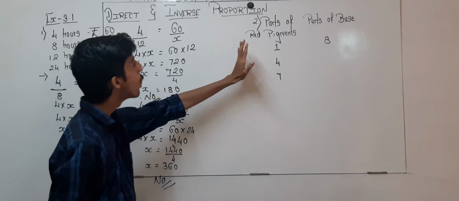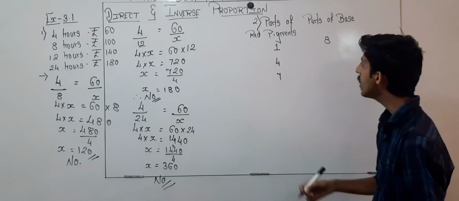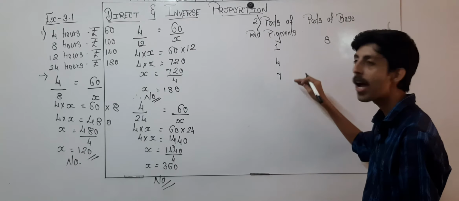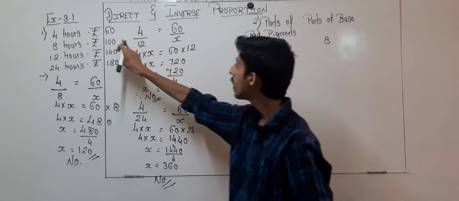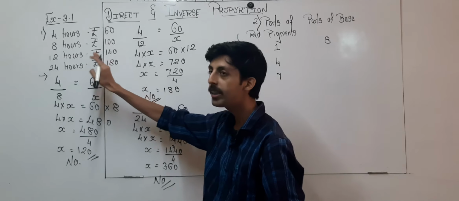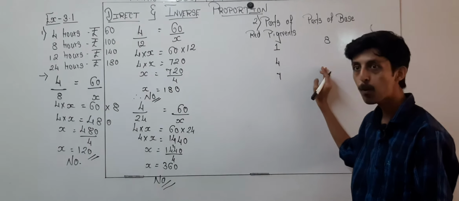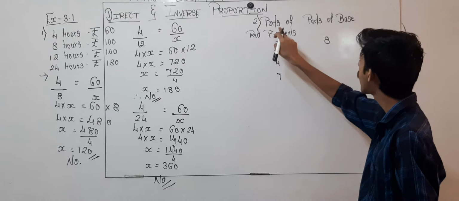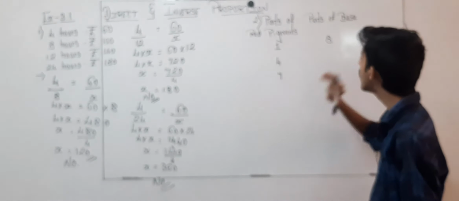Now moving on to question number 2. Here the question gives parts of red pigment, 1, 4 and 7, and the parts of base are given here. We have to find whether they are in direct proportion or not. For one part of red pigment, how many parts of base are there? 8. So for 4 parts, how many parts of base will be required?